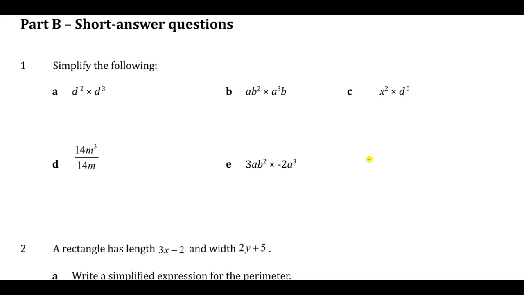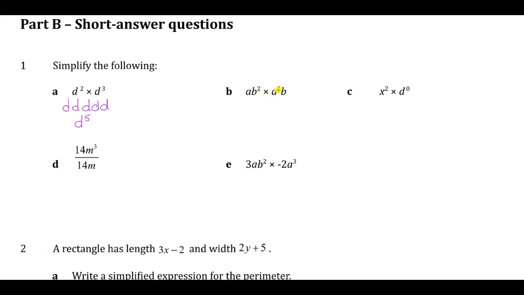Okay, here's part B. Let's start with question 1. I've got d squared times d cubed. That's the same as d times d times d times d times d. There's 5 of them. D squared times d cubed is d to the 5.